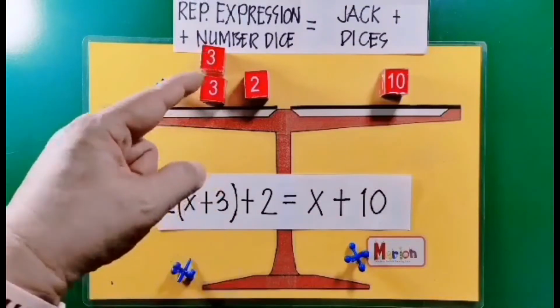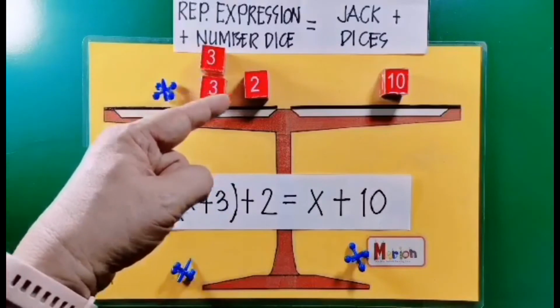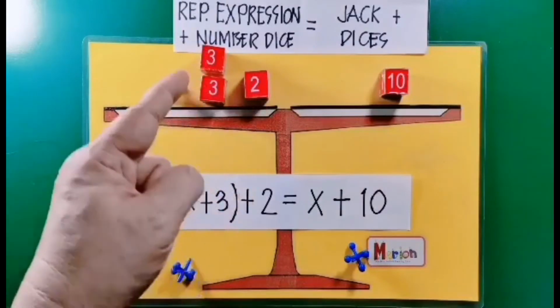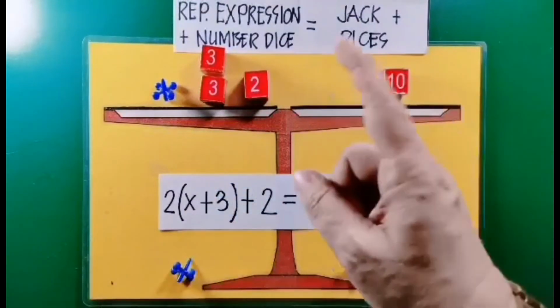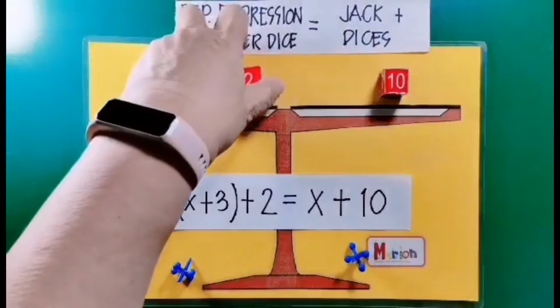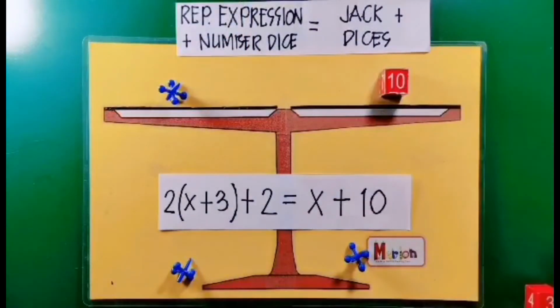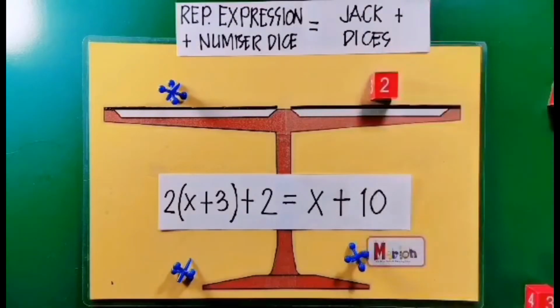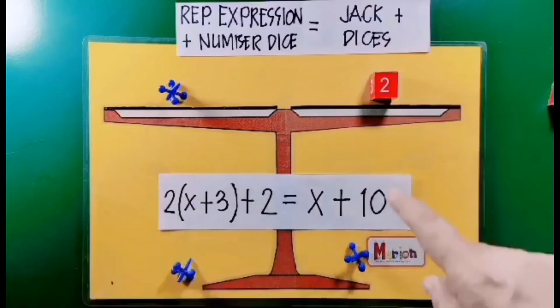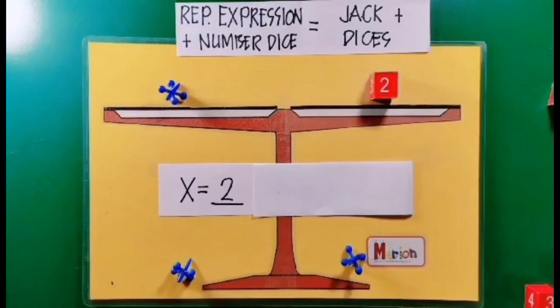So, what is the total of this? 3 plus 3 is 6 plus 2 is 8, right? So if we minus or take this away from 10, 10 minus 8 is 2. So now, our 10 is no longer 10, of course. It becomes 2, so we replace it. Okay. What's the next step? Exactly, we divide. 2 divided by 1 is 2. Therefore, the value of our x is 2.